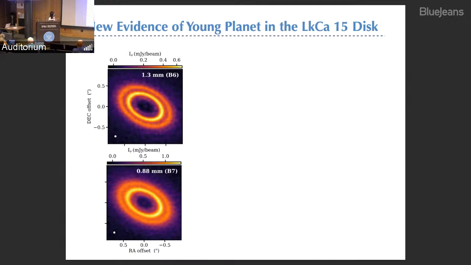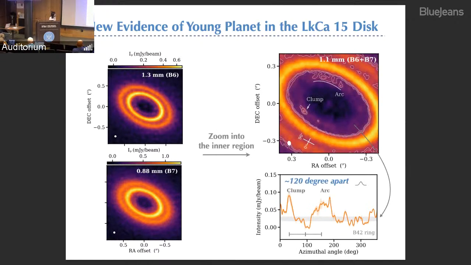So here I'm showing ALMA images of this target at 2 different wavelengths. Basically, they're the same. They have 2 very bright ring structures. And if you look closely, there's another faint one in the cavity. Now, if we zoom into the inner part, we can find that the inner ring is actually not homogeneous. It has 2 prominent axisymmetric emission features that are separated by roughly 120 degrees in the azimuthal direction.